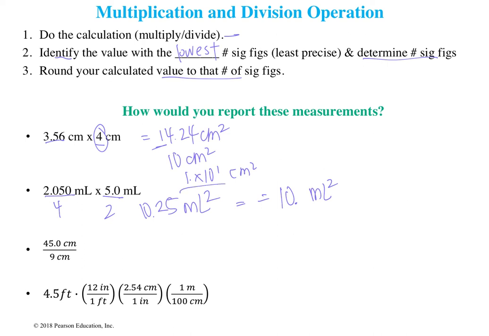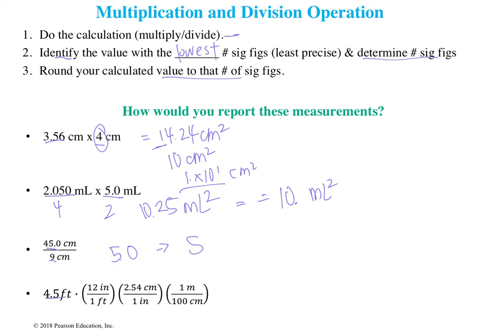Here we have 45.0 divided by 9, so we get 5.0. We have 1 digit here, 3 digits here. So we'll write that with just 1. So we would just report 5.